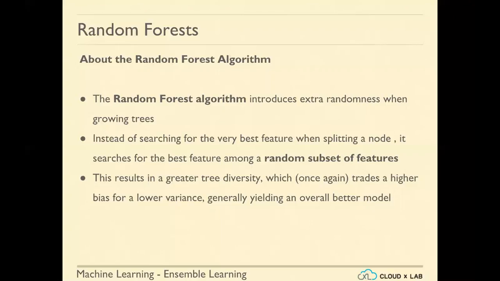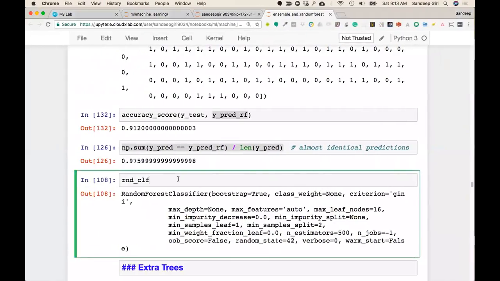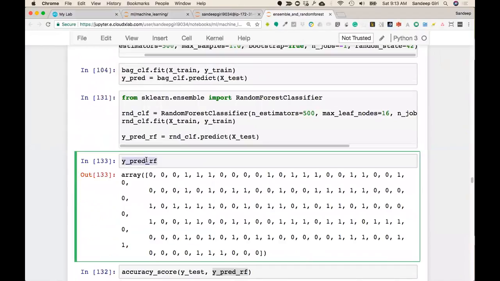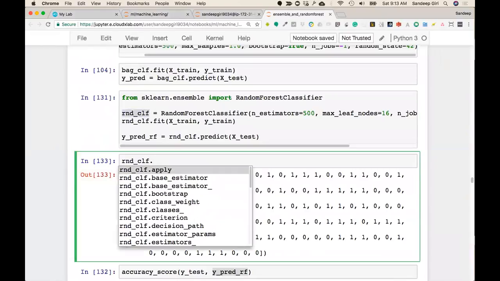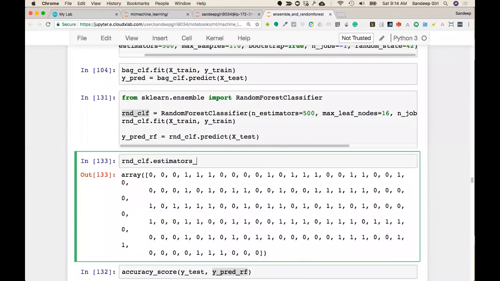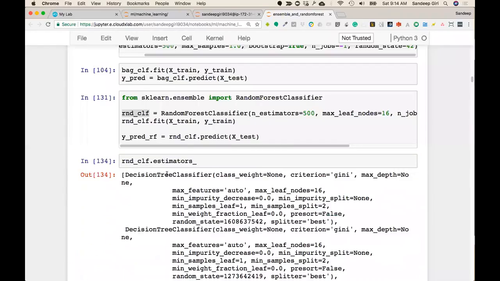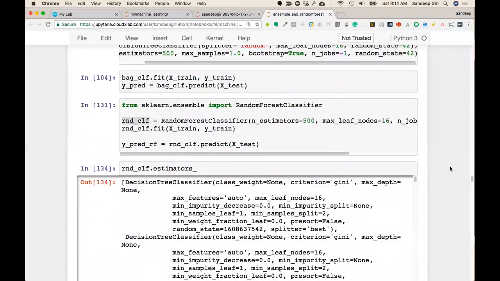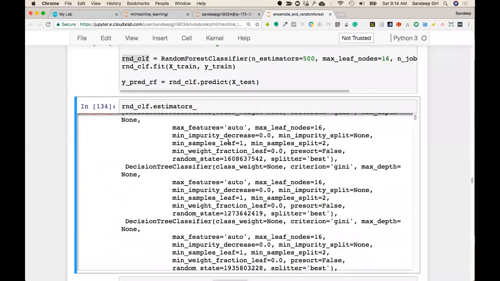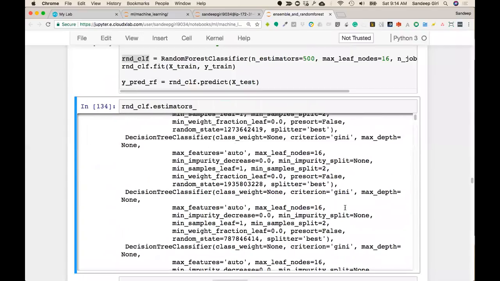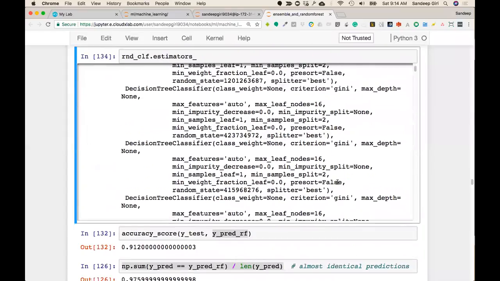A question from Kamal is, in the random forest classifier, can I see the prediction and probability of each of the decision trees? Let me see if they provide anything. Let's take a look. This is the random forest classifier. We have the best base estimator, and we have estimators. You can see that these are the underlying decision trees, and you can use these decision trees for individual evaluation.